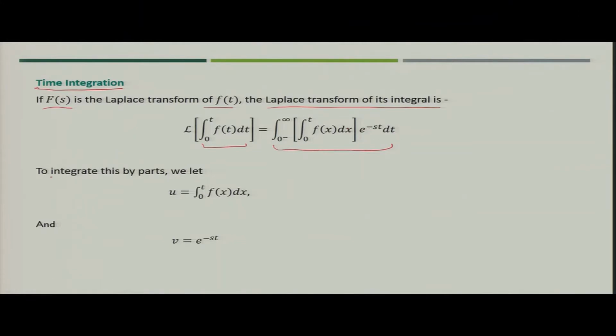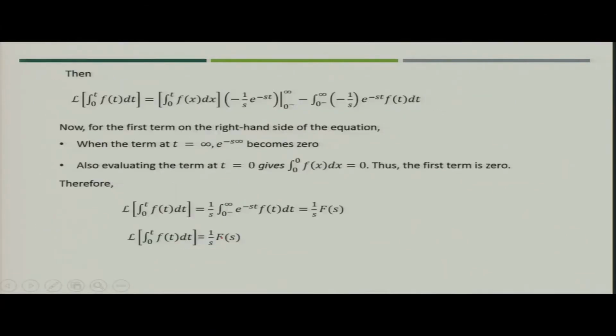Now, you will use again the same property, that is integration by parts. Let us assume u is nothing but 0 to t f(x) dx and v is e to the power minus st. So, when you use the integration by parts property, you will get the function, that is 0 to t f(x) dx into minus 1 by s e to the power minus st, that is the integration of e to the power minus st, and then the value between 0 to infinity, minus integral 0 to infinity of minus 1 by s e to the power minus st into f(t) dt.